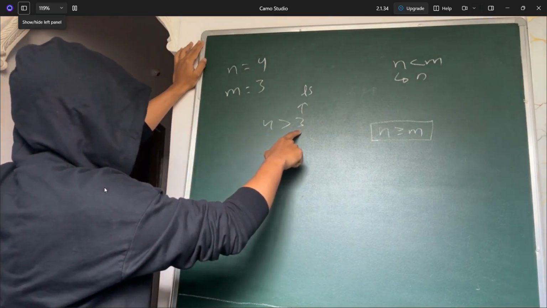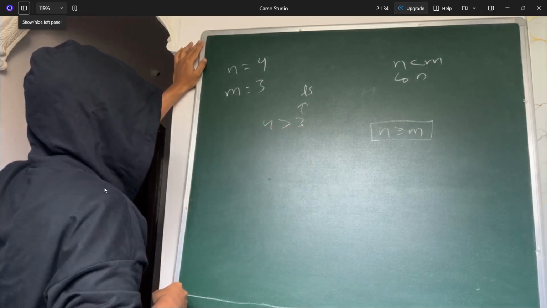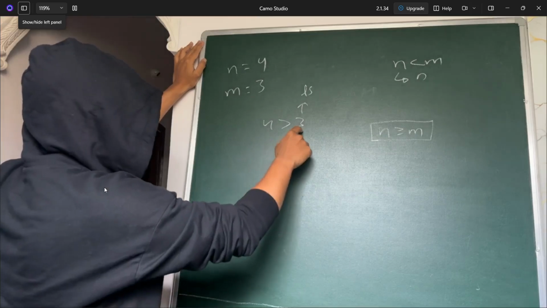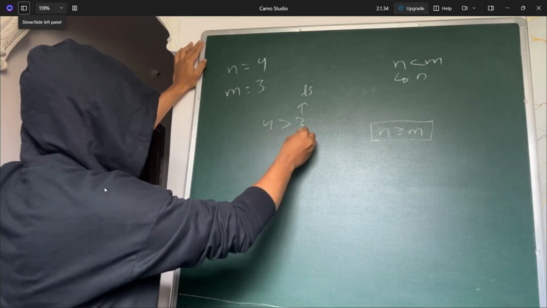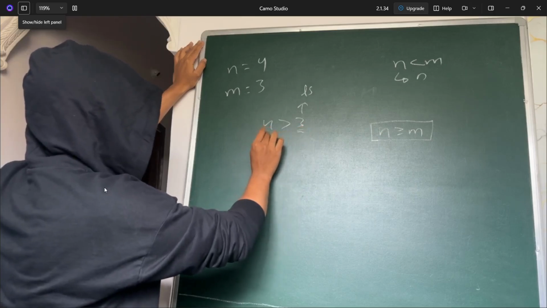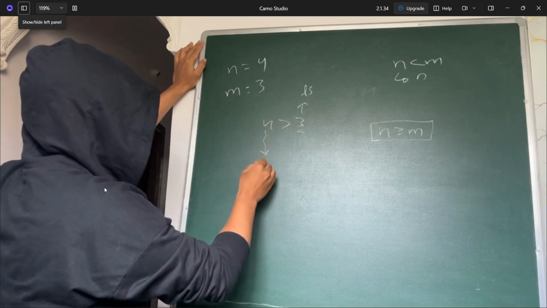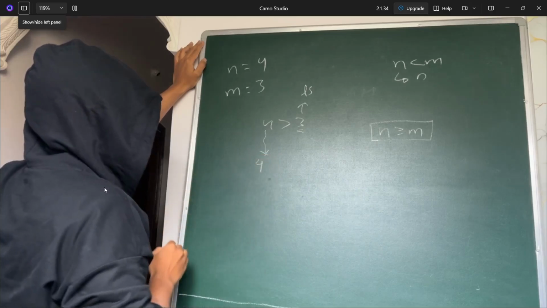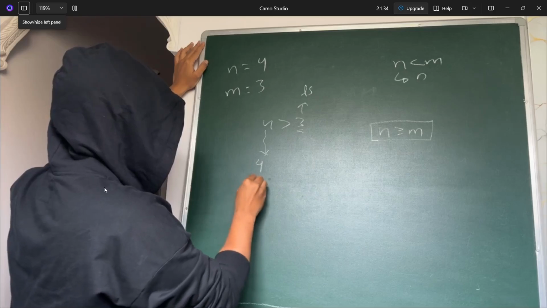The number of left shoes he has is less than the number of friends he has. He has 3 left shoes. So how many right shoes does he need to purchase? He'll be purchasing all 4 right shoes. Why all 4? Because he has 4 friends, so he'll be purchasing 4 right shoes.